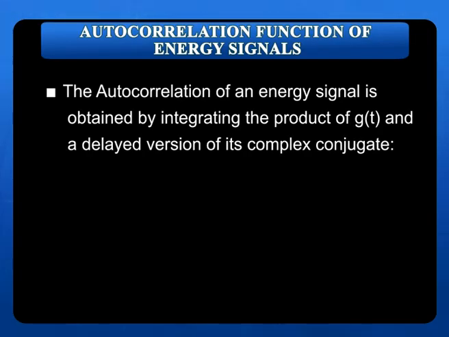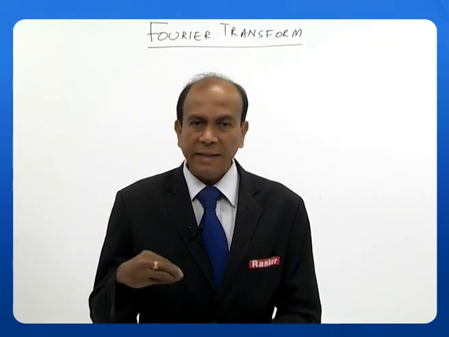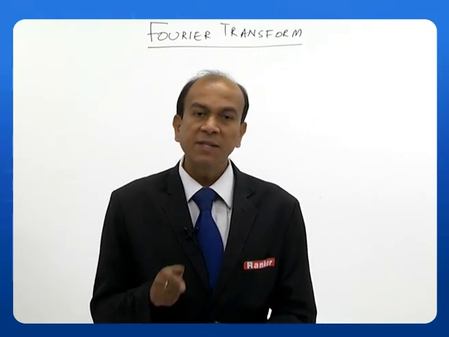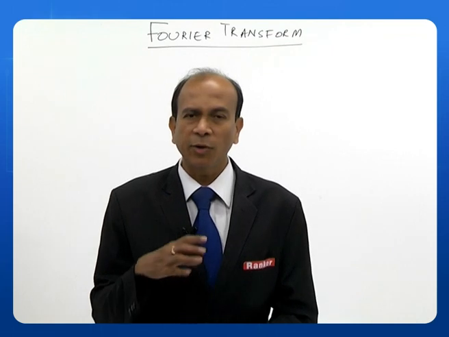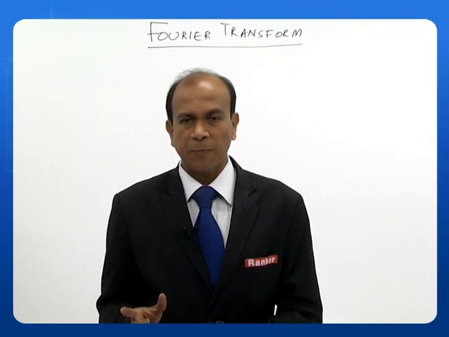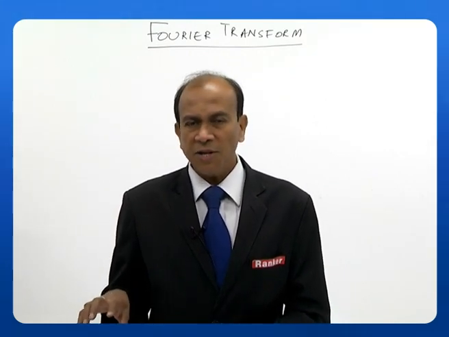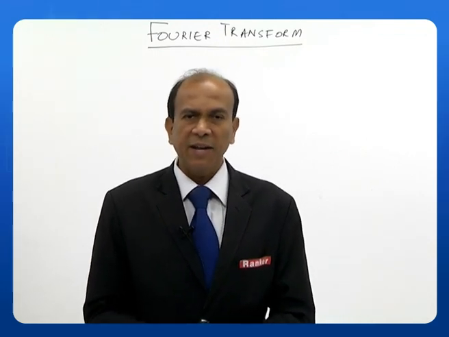The autocorrelation function of an energy signal is obtained by integrating the product of g of t and a delayed version of its complex conjugate, that is Rg of tau. What is Rg of tau? We are saying that the autocorrelation function must be in terms of the delay variable. So what is the delay variable here for us? Tau. So Rg of tau, that is the basic definition. We said earlier that the autocorrelation function gives us a similarity between a function and its delayed version, delayed by a certain variable. So the autocorrelation function is defined in terms of the delay variable, which for us is tau.